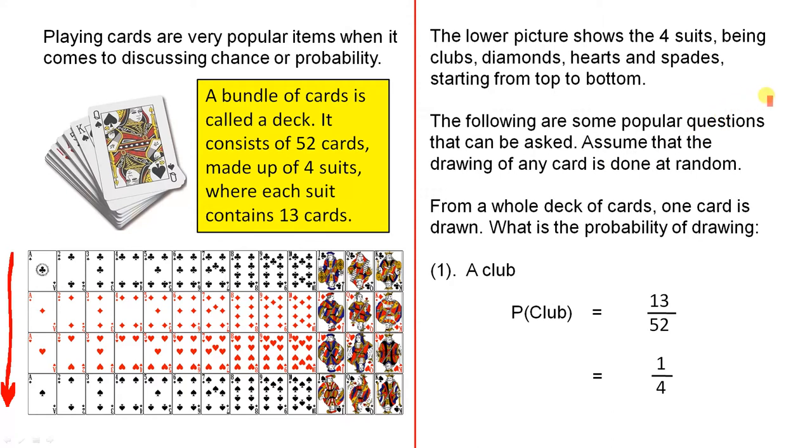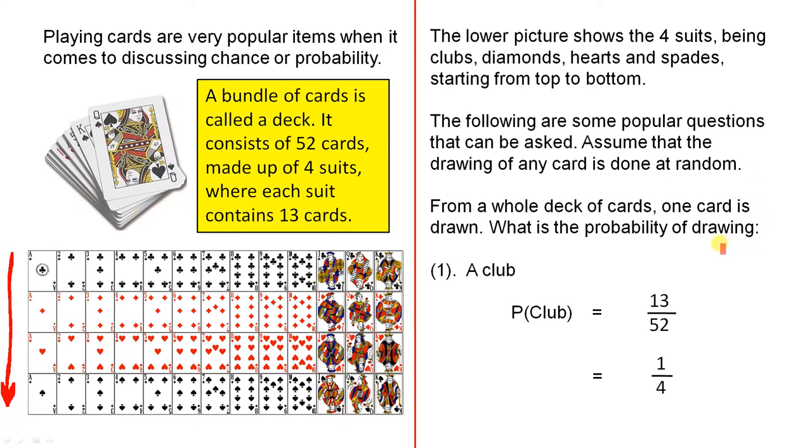The following are some popular questions that can be asked. Assume that the drawing of any card is done at random. That is, we turn the deck over and we don't know what card we're picking. It's just a complete guess. So from a whole deck of cards, one card is drawn.